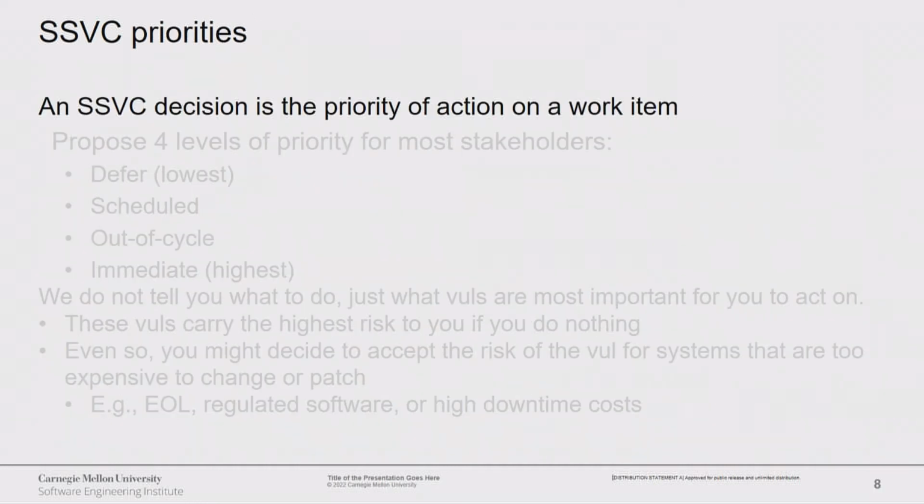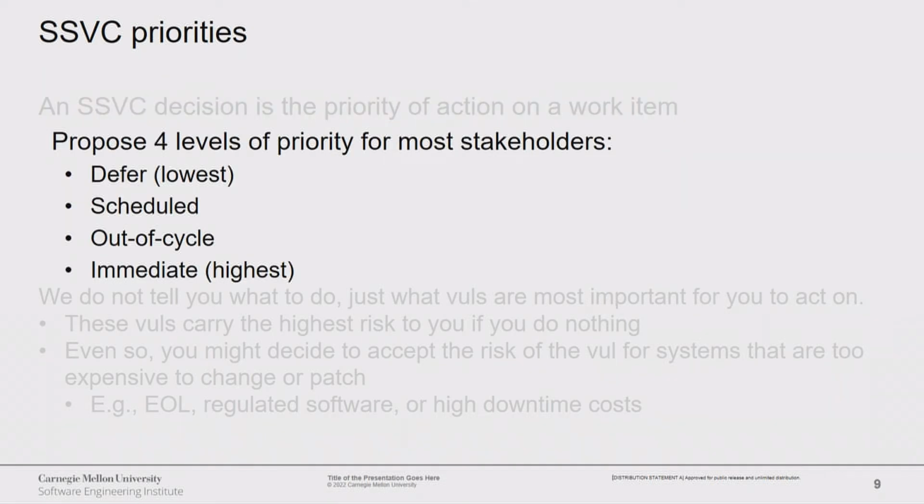So here's the decisions. Since we're trying to tell you what priority to take on a work item, and work item is going to be a little bit different depending on your stakeholder role. Basically, we're proposing these. The ones for coordinators are a little bit different. But I've talked to a number of different people in CISO or manager roles, and I haven't gotten a different answer that these are the 4 tiers of what you can do. Don't worry about this right now.